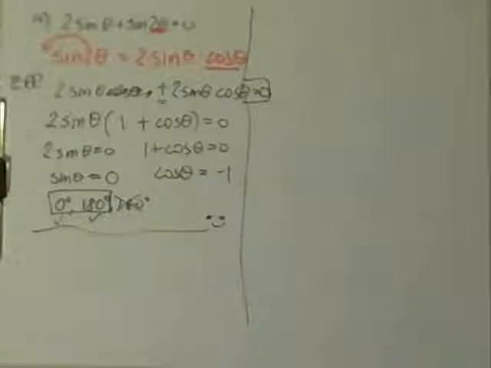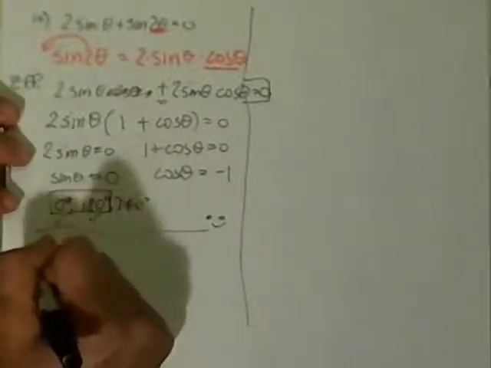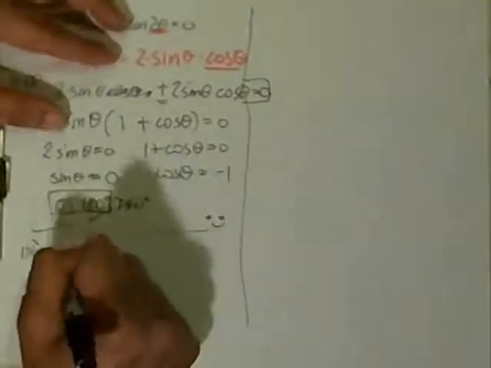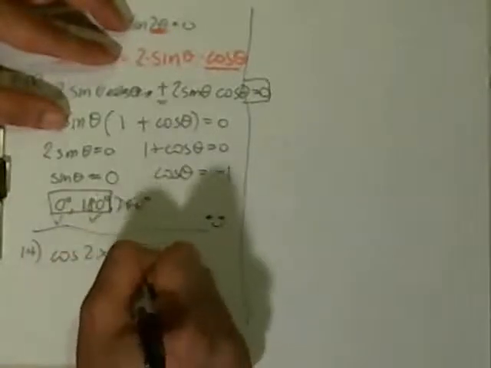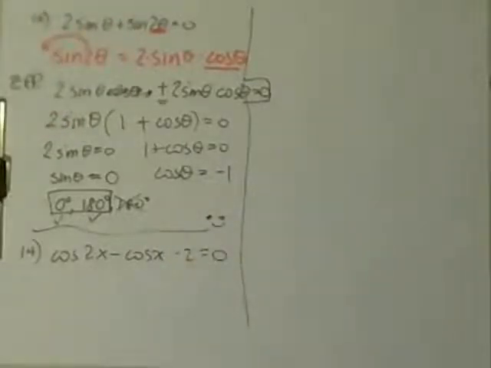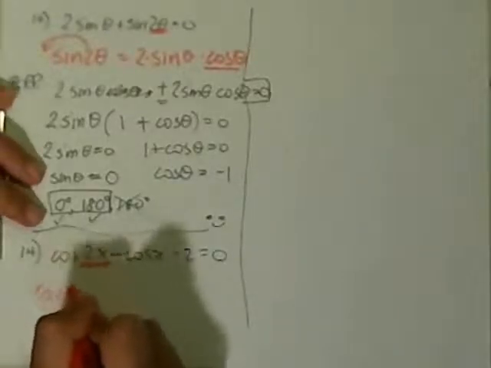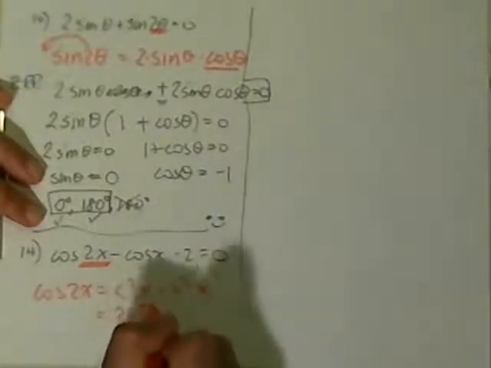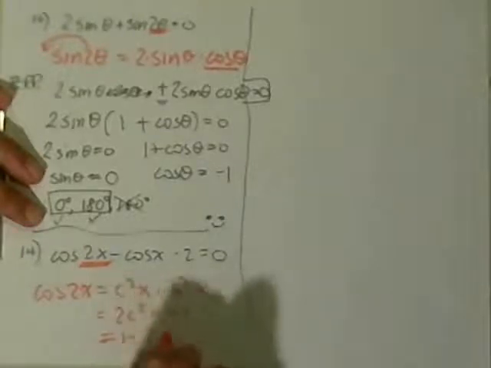Let's do the next problem, which is number 14. I want it in radians this time, between 0 and 2 pi. Cosine of 2x minus cosine of x minus 2 is equal to 0. Again, we have a problem. The problem is very simple. It's the cosine of 2x, the double angle for the cosine. So we have to remember what that was. There are 3 flavors for these. Cosine of 2x is equal to cosine squared of x minus sine squared of x, which is equal to 2 cosine squared of x minus 1, which is equal to 1 minus 2 sine squared of x.